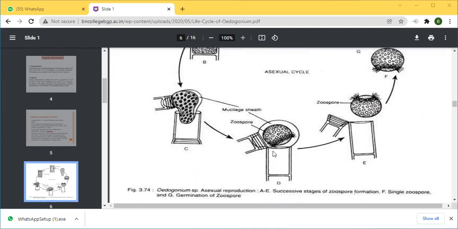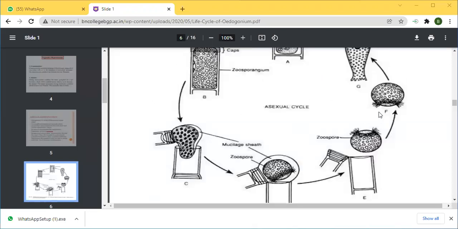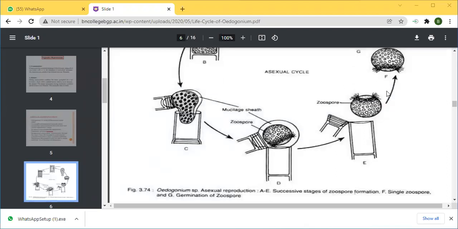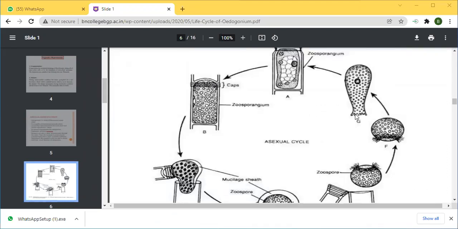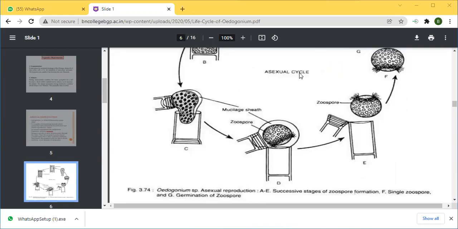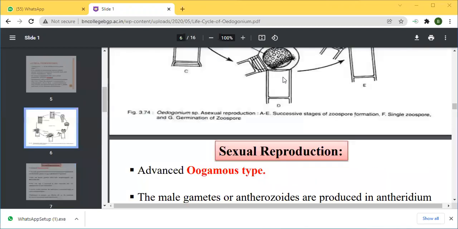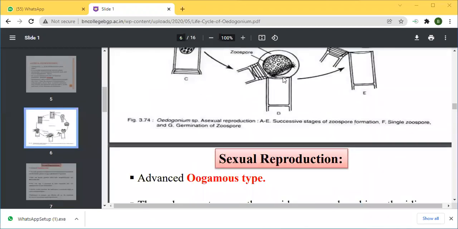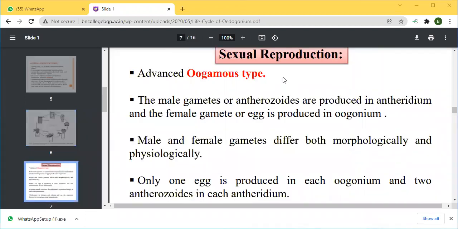After the zoospores mature and go through the successive stages of zoospore formation, these zoospores undergo germination like this. This is the asexual reproduction in Oedogonium. The second one is sexual reproduction in Oedogonium.